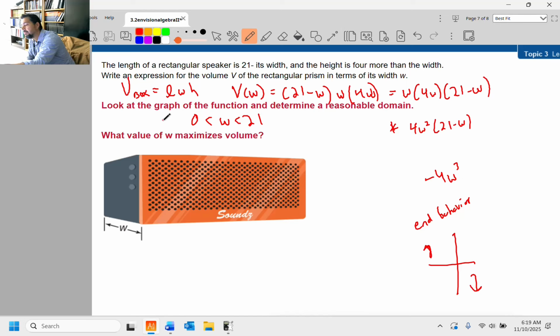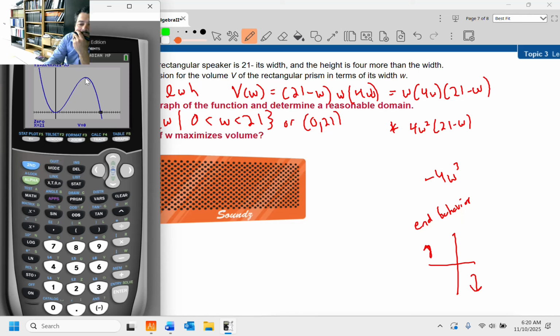Boy, I am struggling this morning. All values of the width such that the width is stuck between 0 and 21. Or you could just say 0, 21 if you like interval notation. What value of w maximizes the volume? I need a wakey, don't I? That's going to happen right here.